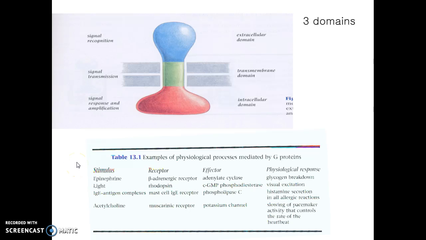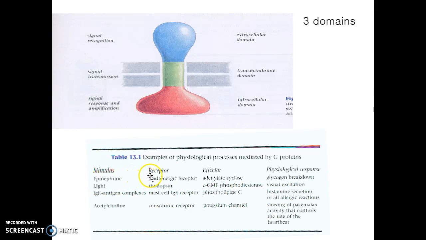Receptors that trigger many responses have two things in common. First, their transmembrane regions contain 7 helices. Second, signals transmitted to the intracellular domain of these receptors are usually mediated by G-protein. You can see some examples mediated by G-protein.